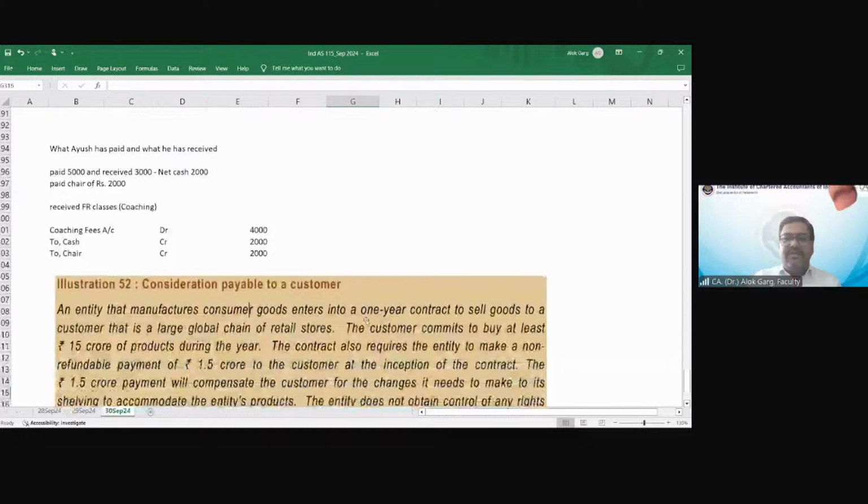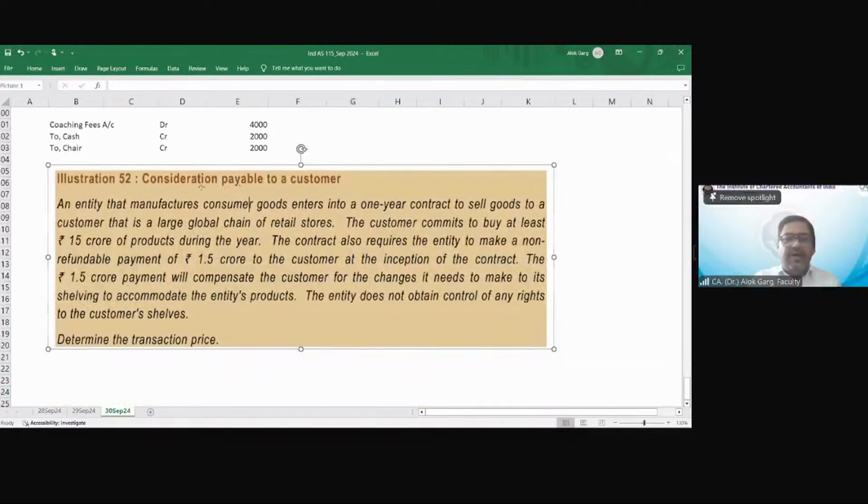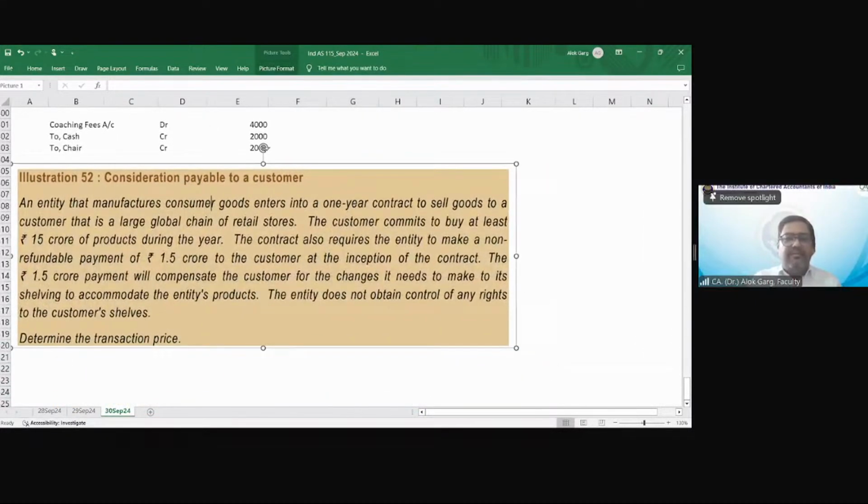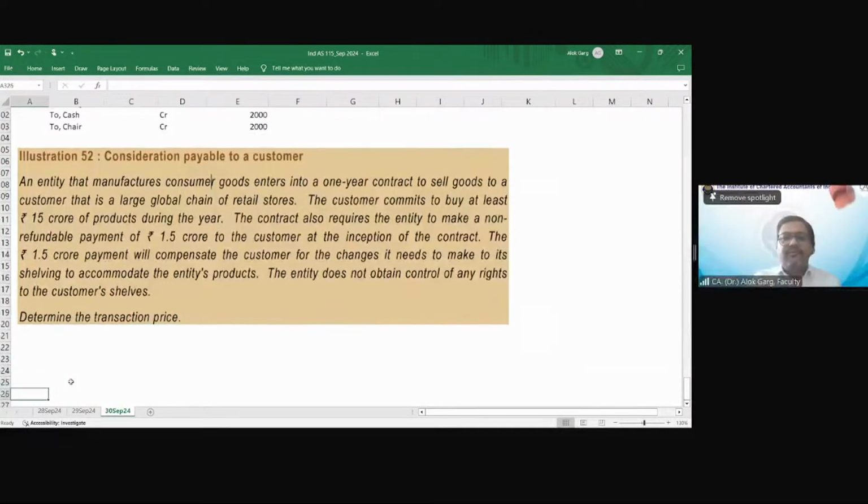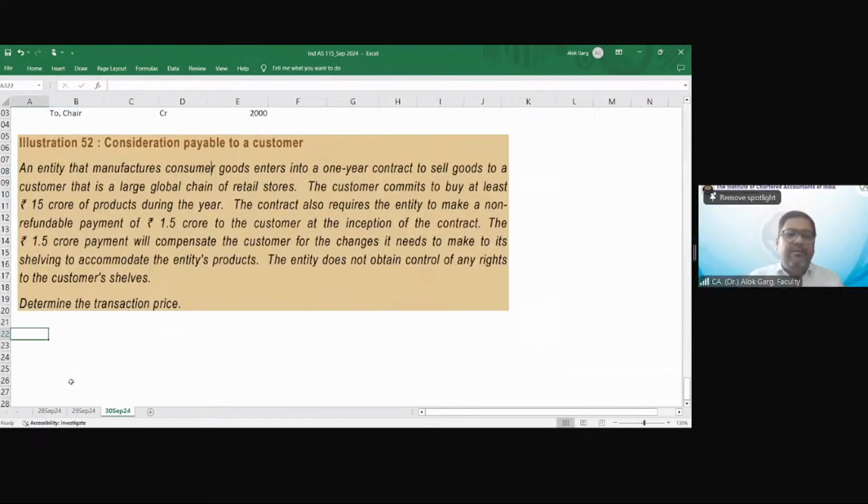Students, this is illustration number 52. Now I have moved to the Excel file. Tell me what is the answer, how to solve this. If such a question comes in the exam and the weightage of this question is at least 4 to 5 marks, how will you solve this question? You will just write 13.5 crore. You should write.